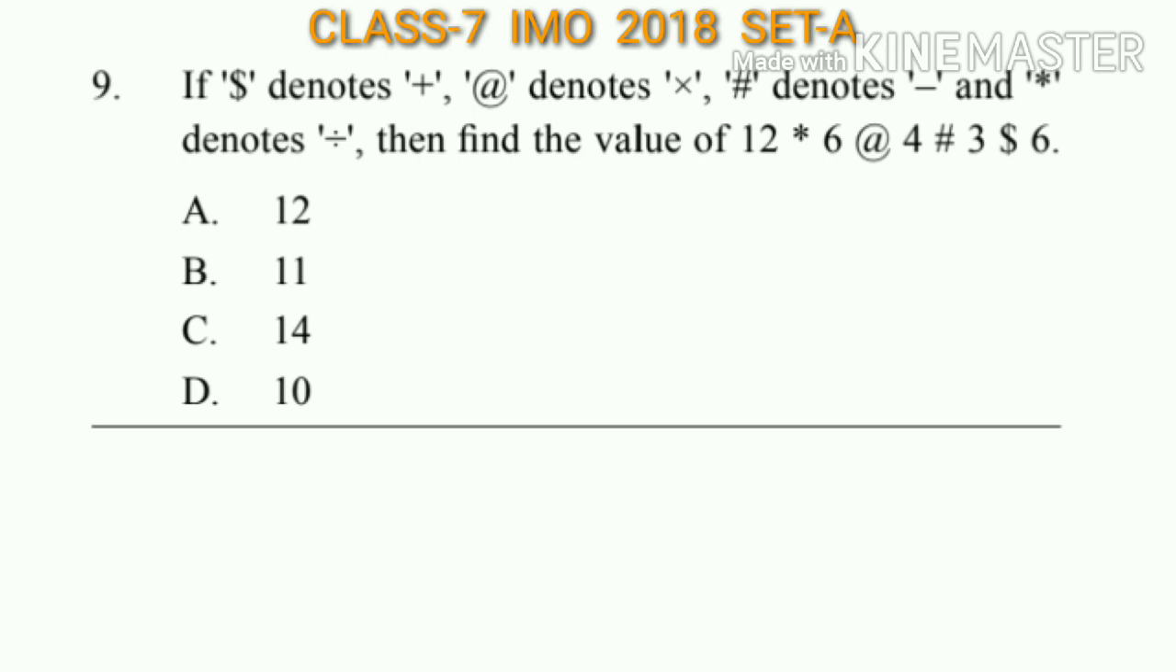Question number 9. If dollar denotes plus, denotes multiplication, hash denotes minus, and star denotes division, then find the value of 12 star 6 4 hash 3 $6.